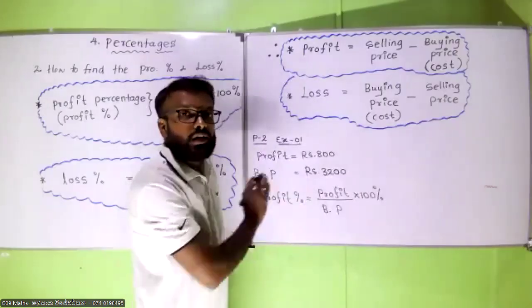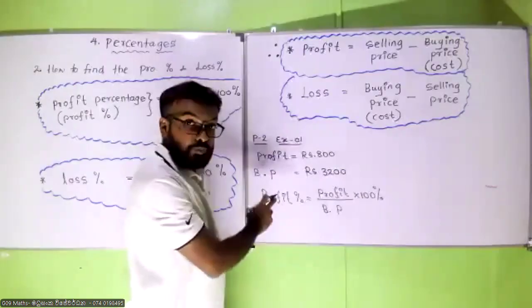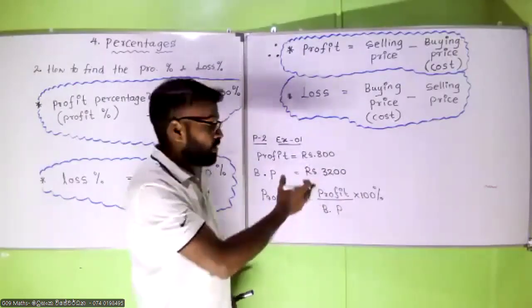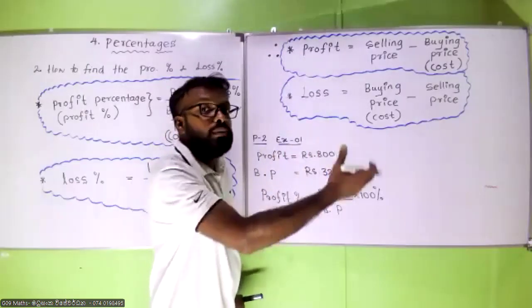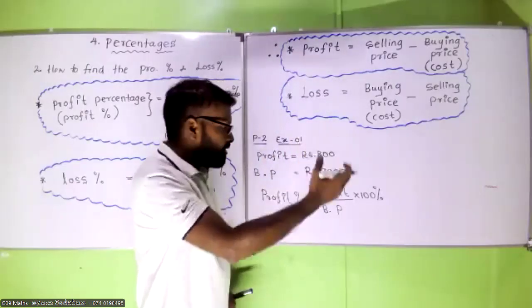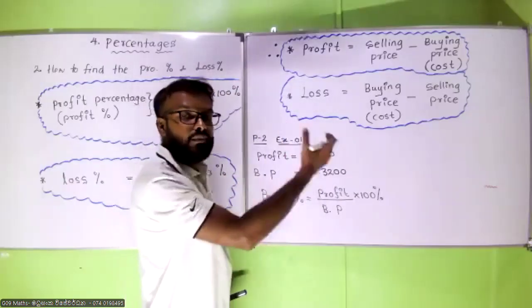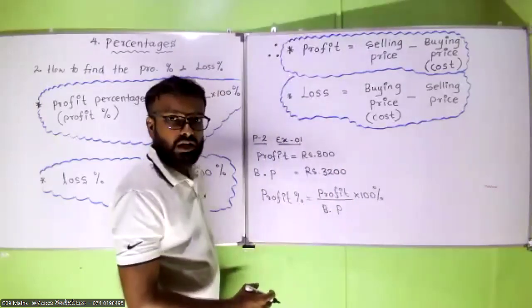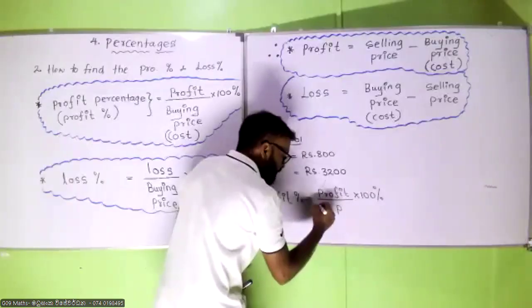You do not need to learn this by heart. I am explaining the logic behind this equation. How is this equation formed? So that is the logic: you are comparing your profit with the buying price so that you can get the profit percentage. Now, you know the profit, you know the buying price.